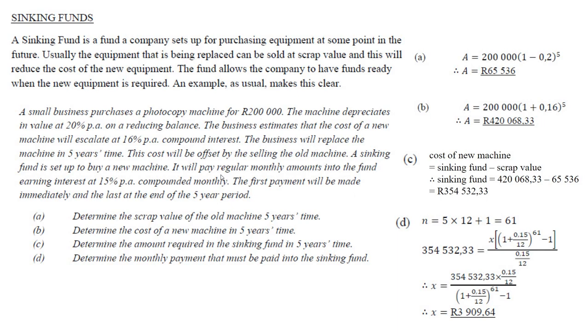We added 1 because he'll pay regular monthly amounts into the fund. The first payment will be made immediately, so that's why we have to add 1. If it's made immediately, then you've got to add 1. There's 60 payments plus 1 more.